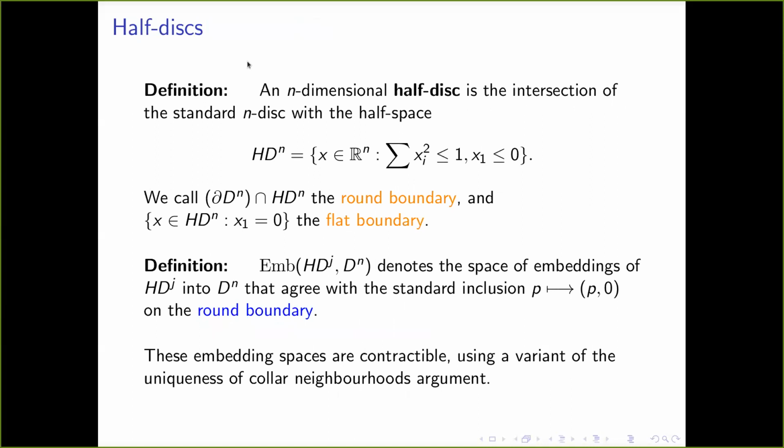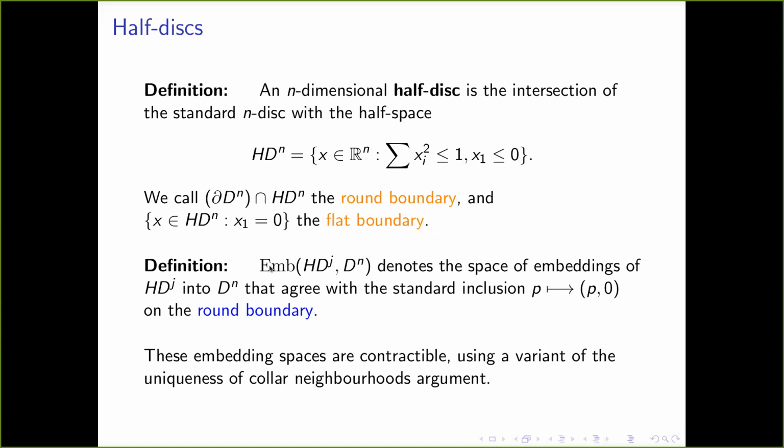Here's the argument, and it's a sort of cute argument that seems to go back to Cerf. So we take the n-dimensional half disk to be the intersection of the standard n disk with a half space. So HD^n means all the vectors in R^n with norm less than or equal to 1 and the first coordinate less than or equal to 0. The intersection with the boundary of the disk is called the round boundary of the half disk, and the intersection with the half space is called the flat boundary.